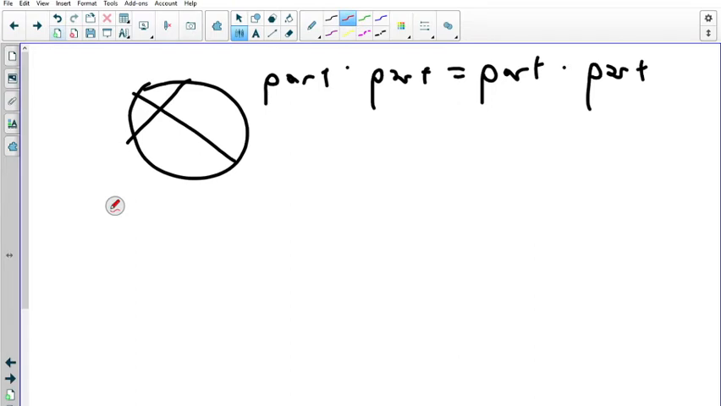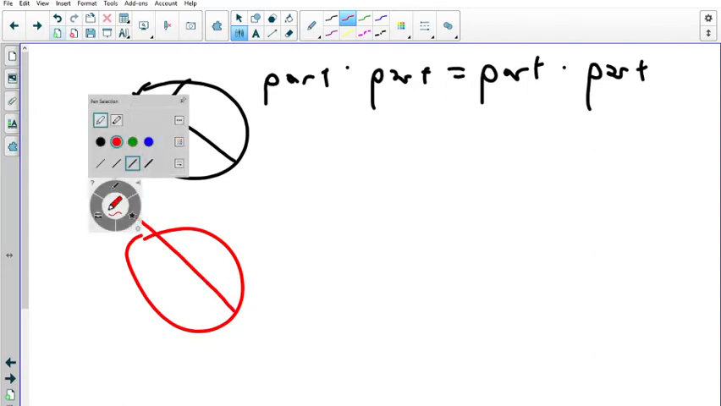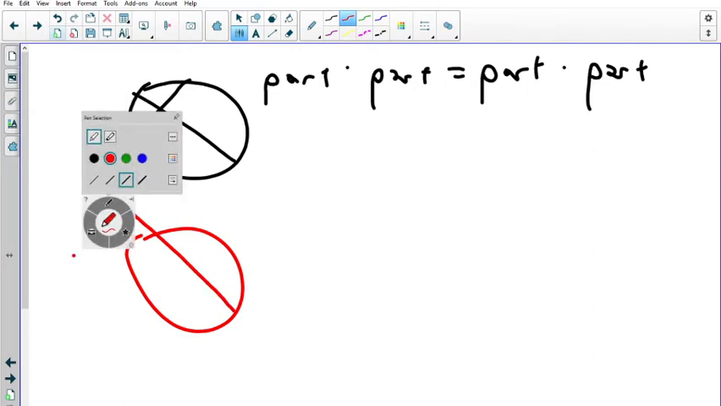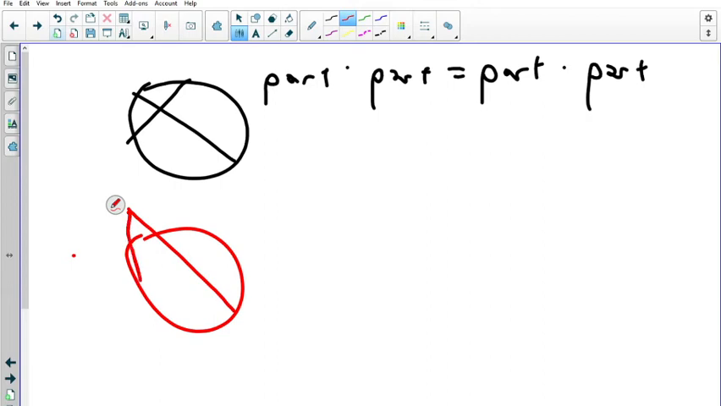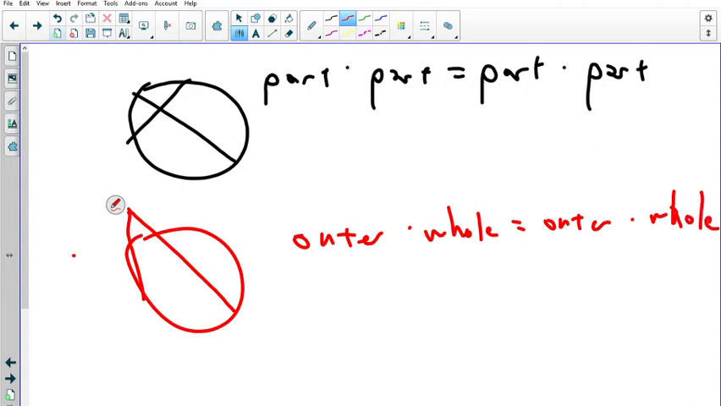And then outside the circle, if we had something like this diagram, then this was outer times whole equals outer times whole. So those were our formulas for segments that were inside the circle and segments that were outside the circle.